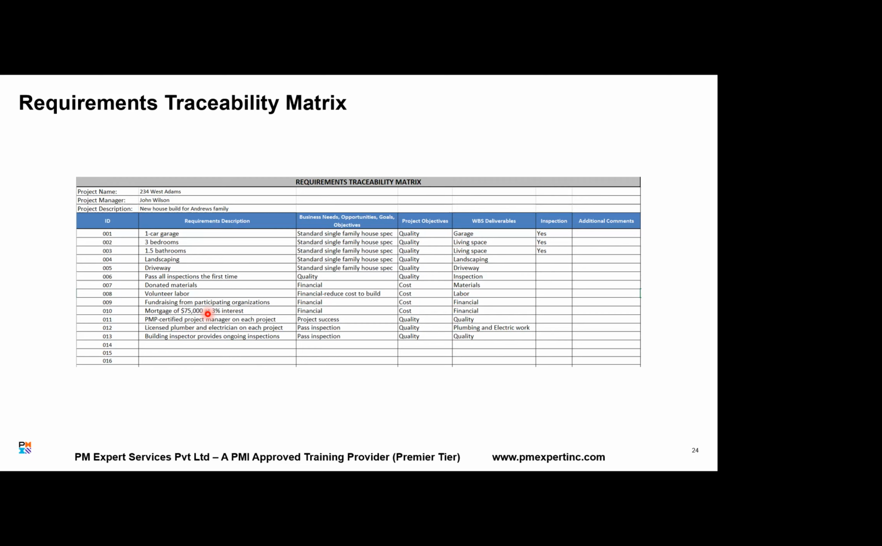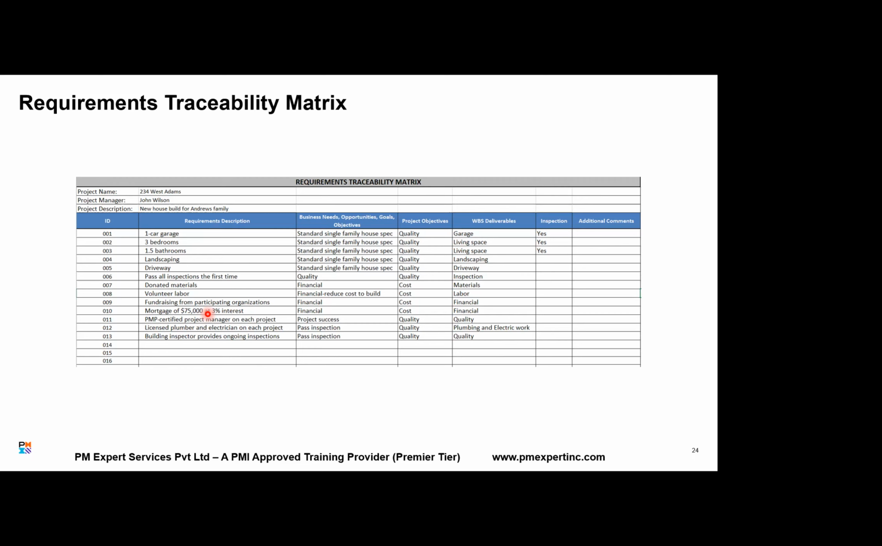Now, the second is forward traceability. Every requirement should be delivered, that means it should be part of some deliverable. Can you see the requirement here being mapped to WBS deliverables? And every requirement should be tested. When I say every requirement should be part of a deliverable and it should be tested, it is called forward traceability.